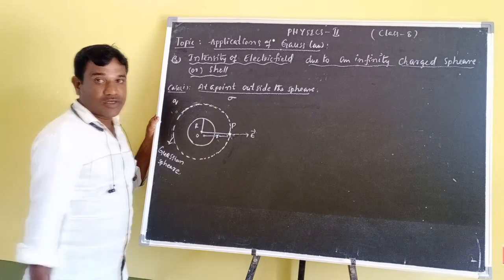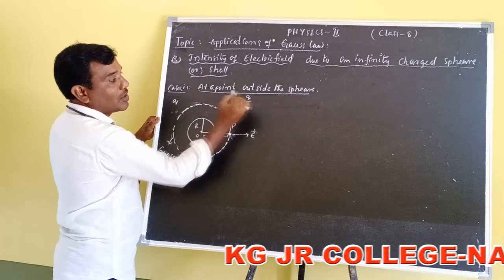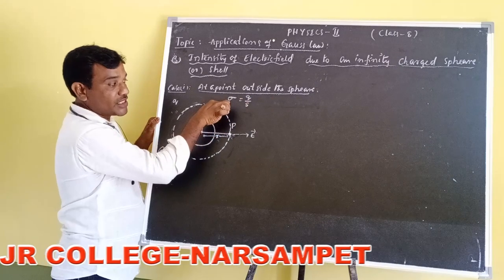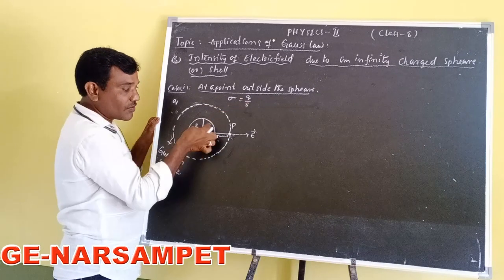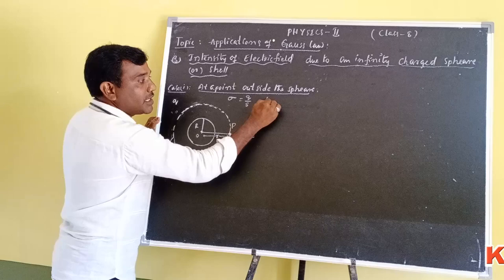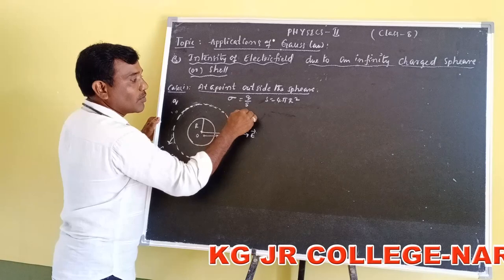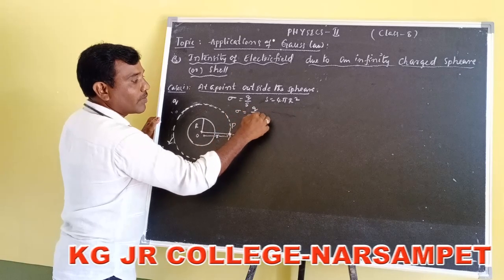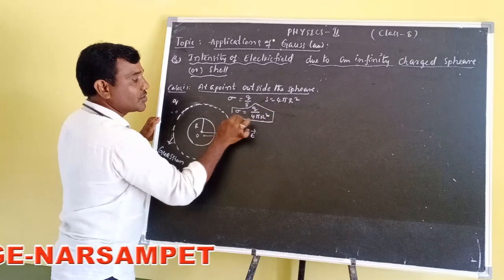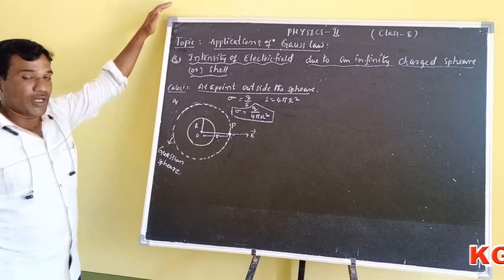What is the definition of surface charge density? Sigma is equal to Q by S. The charge per unit surface area of a conductor is known as surface charge density. Here S means the surface area of the sphere, so S is equal to 4 pi r square. Then sigma is equal to Q by 4 pi r square. It is the surface charge density of the sphere.